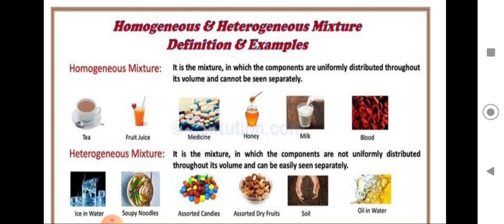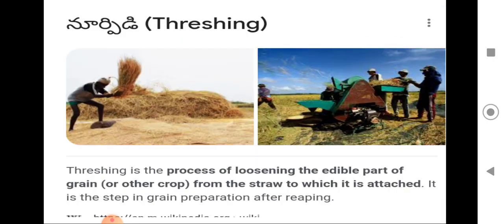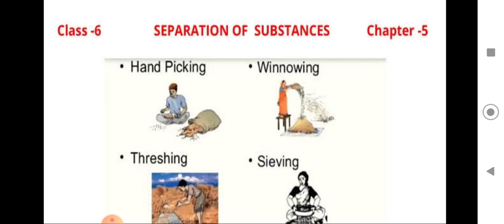And finally, see here, children, you see this picture and try to identify the 4 different ways of separating substances. Hand picking, you give some examples. Winnowing, give some more examples. Threshing and sieving. Read the textbook and try to understand these processes.